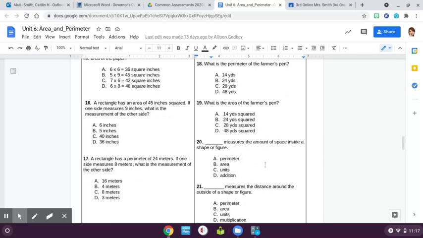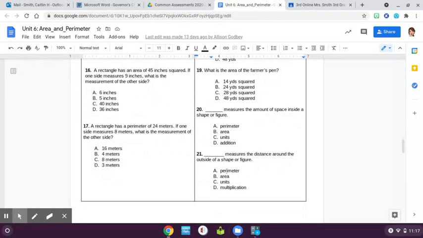Question 20. Blank measures the amount of space inside a shape or figure. Okay, so which one measures inside? Perimeter, area, units, or addition? Question 21. Blank measures the distance around the outside of a shape or figure. Okay, so that's where we add up all the sides. So which one would that be? Perimeter, area, units, or multiplication?